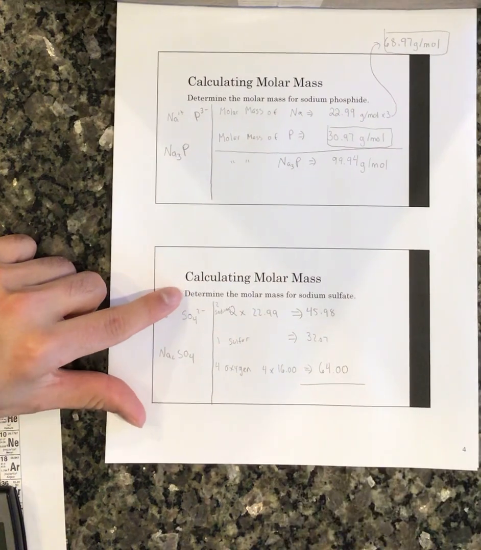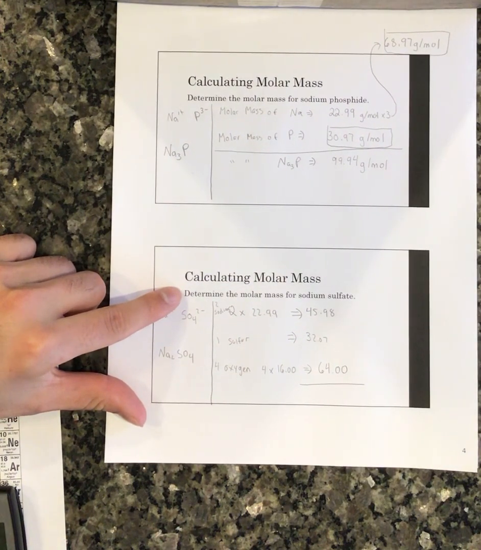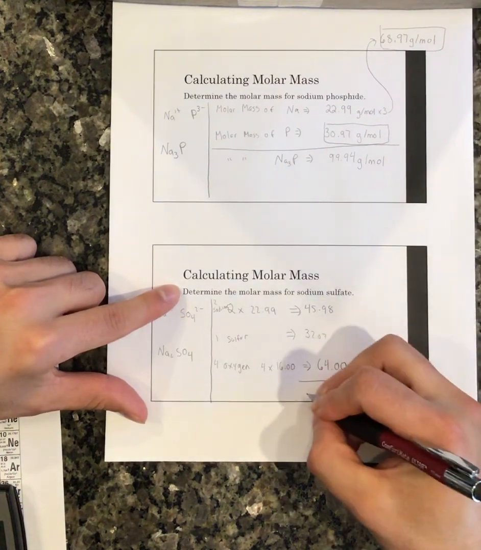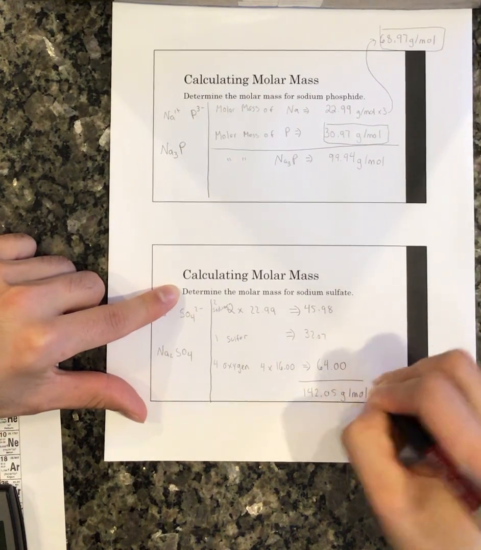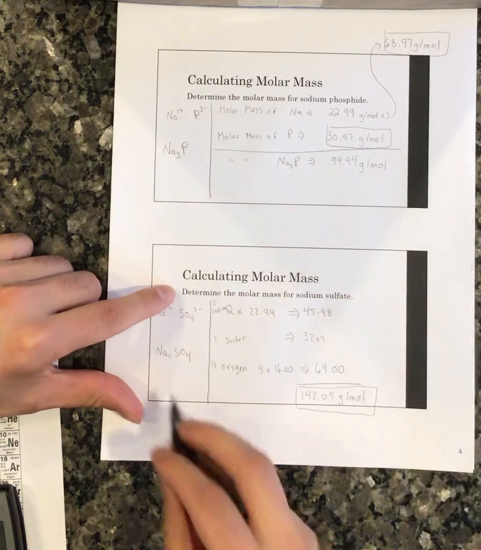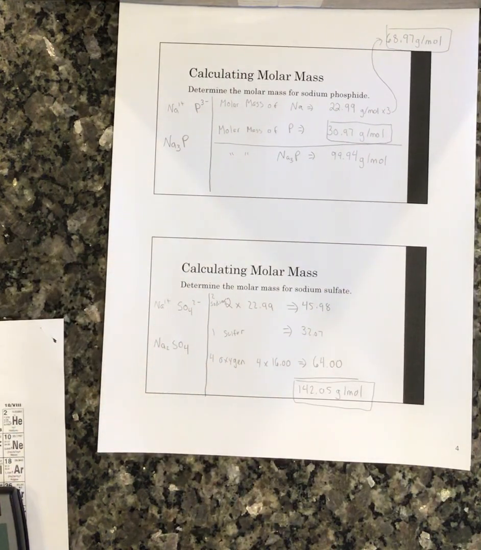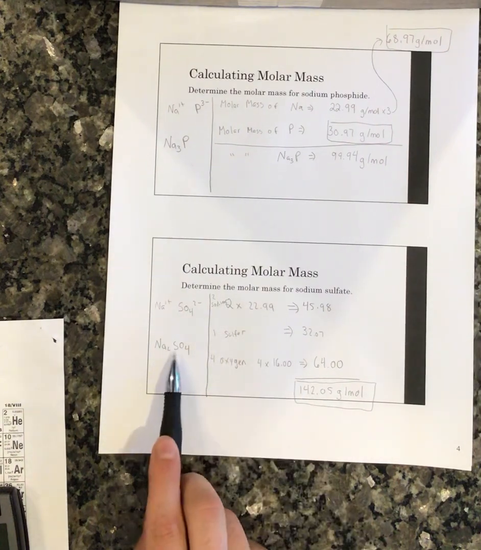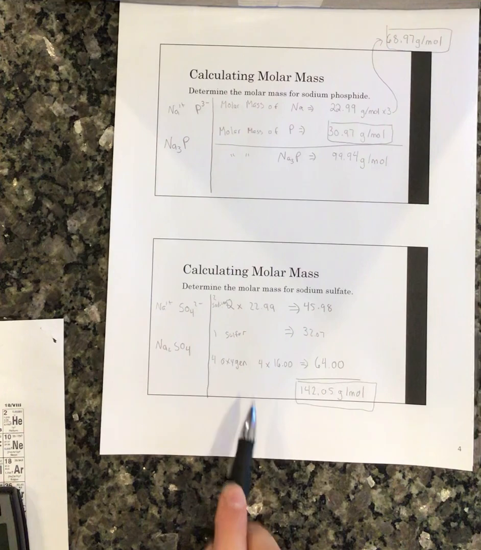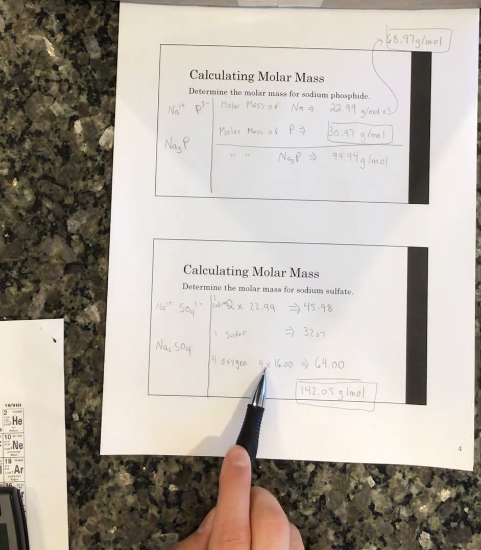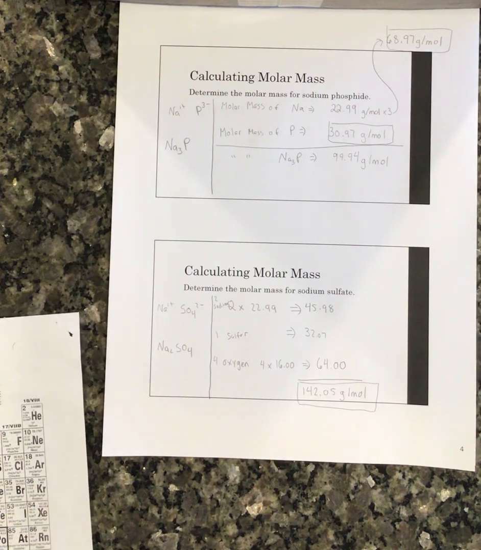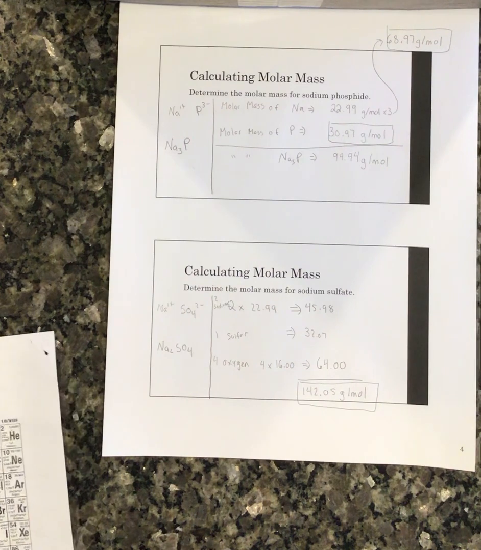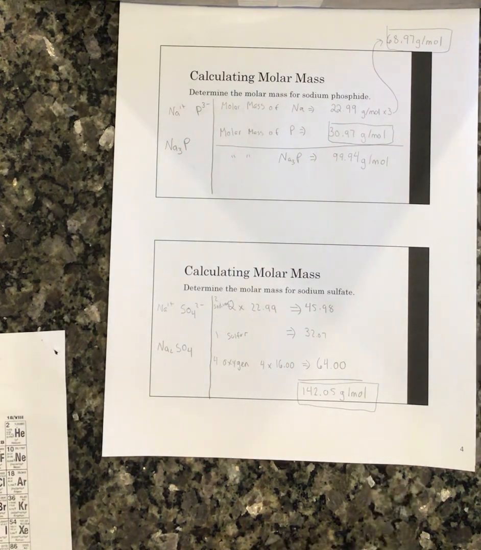And lastly, we're just going to add these all up. And when I do that, I got 142.05 grams per mole. And that is how much sodium sulfate would weigh if we had 1 mole of it. Okay, so once again, 2 sodiums, that's why I got that. 1 sulfur, so I didn't have to multiply it by anything. And I had 4 oxygens, and so once again, 4 times that mass. Once again, that mass is 15.999, so we rounded up to 16.00. Okay, so thank you for watching, and have a great day.